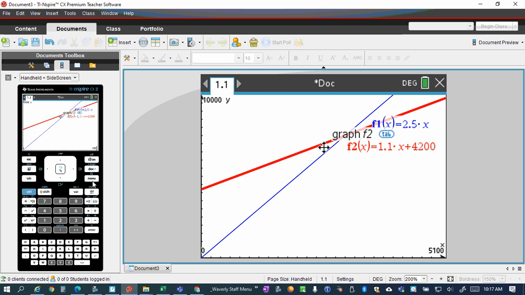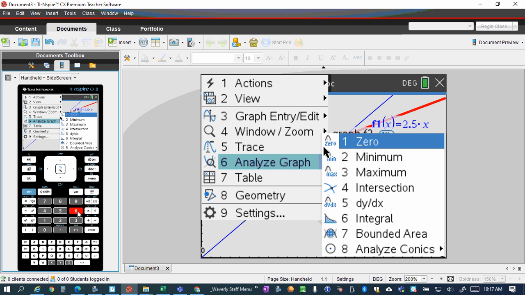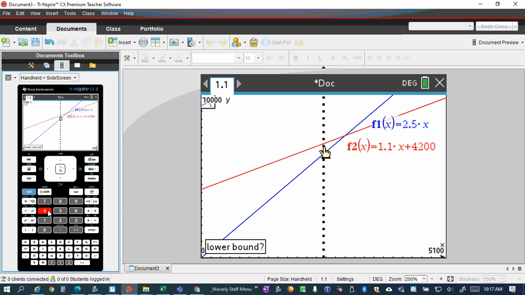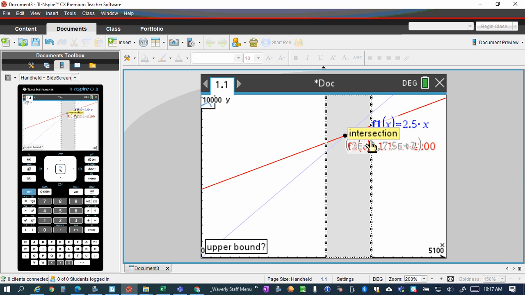So I'm going to hit menu, right? And I want to analyze the graph. See number 6, analyze graph. There you go. See intersections, number 4. Now what it's going to ask you for is a lower bound. Sometimes graphs intersect more than once, right? So here's our lower bound. Just make sure you're to the left of that point. And now it's asking you to use that little mouse pad for the upper bound. Get to the other side of it, like that.